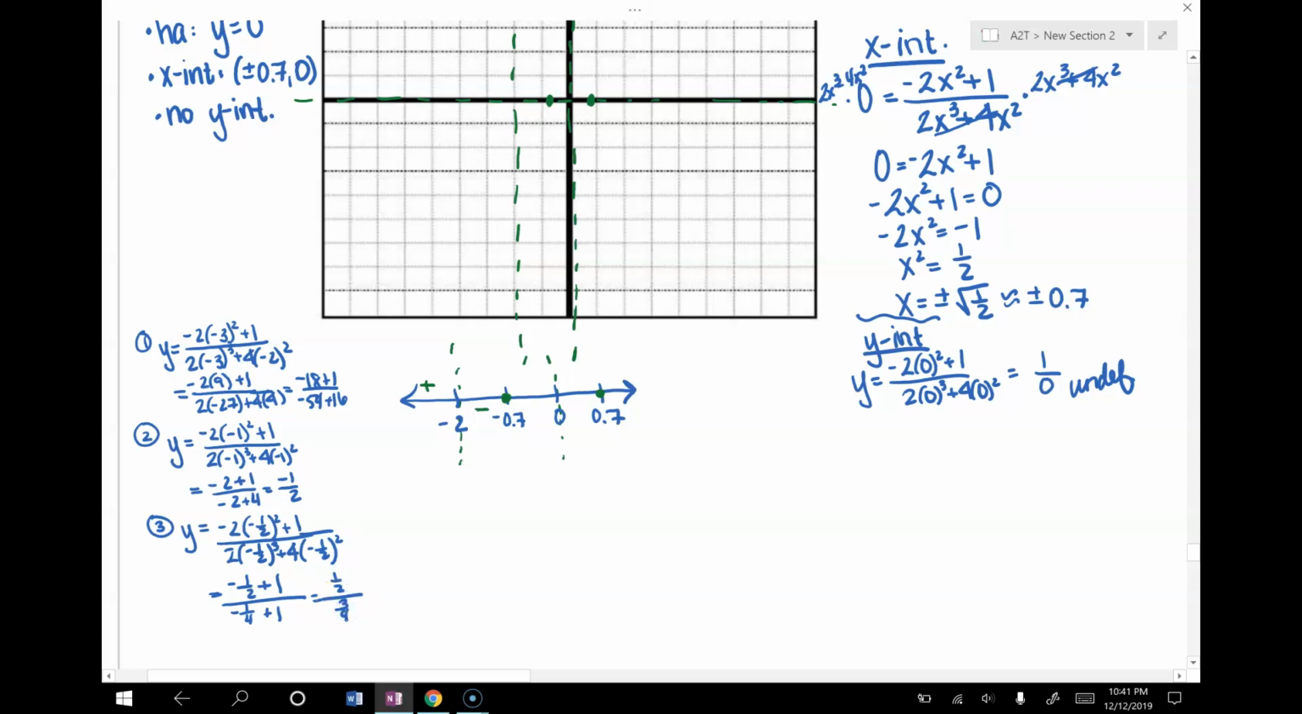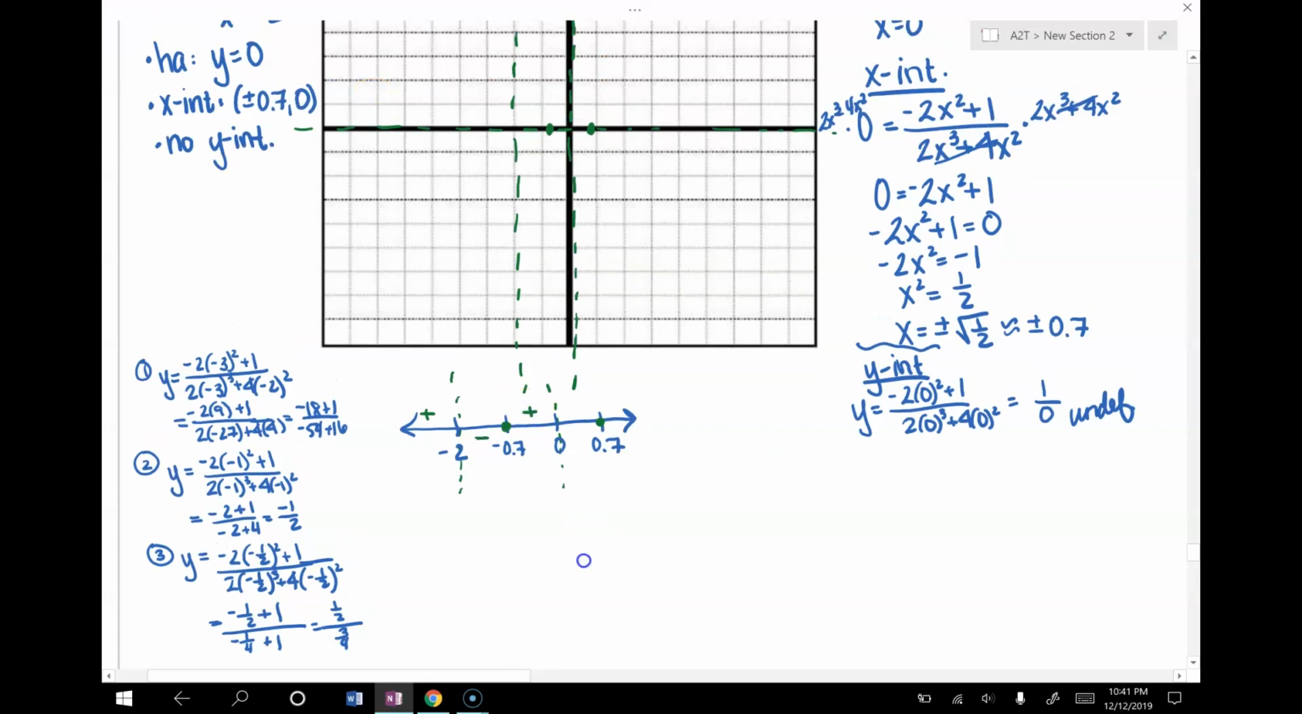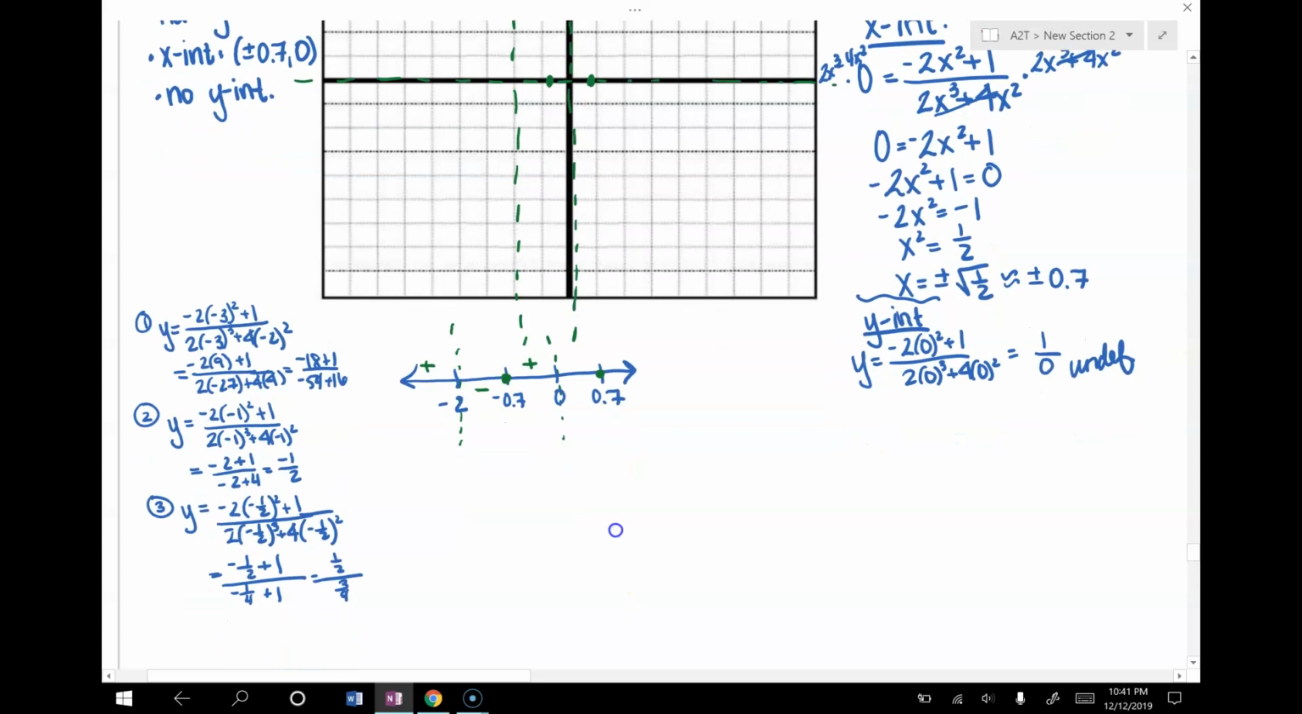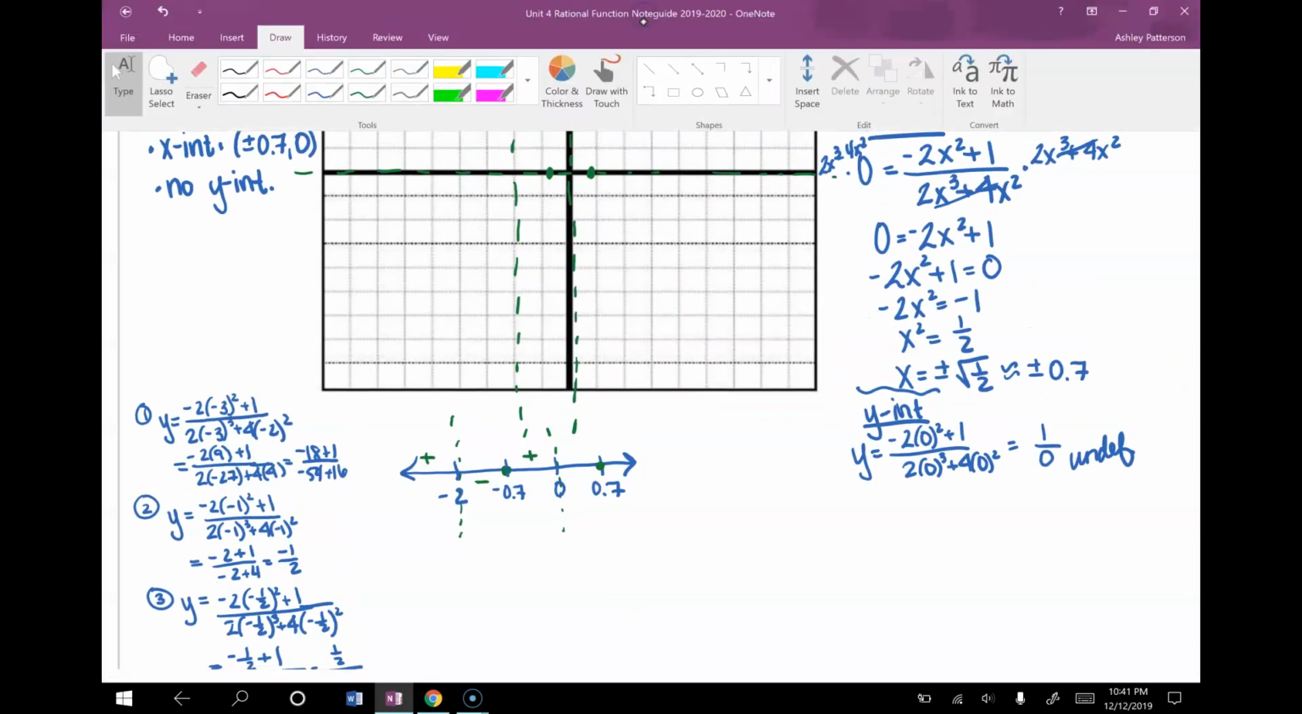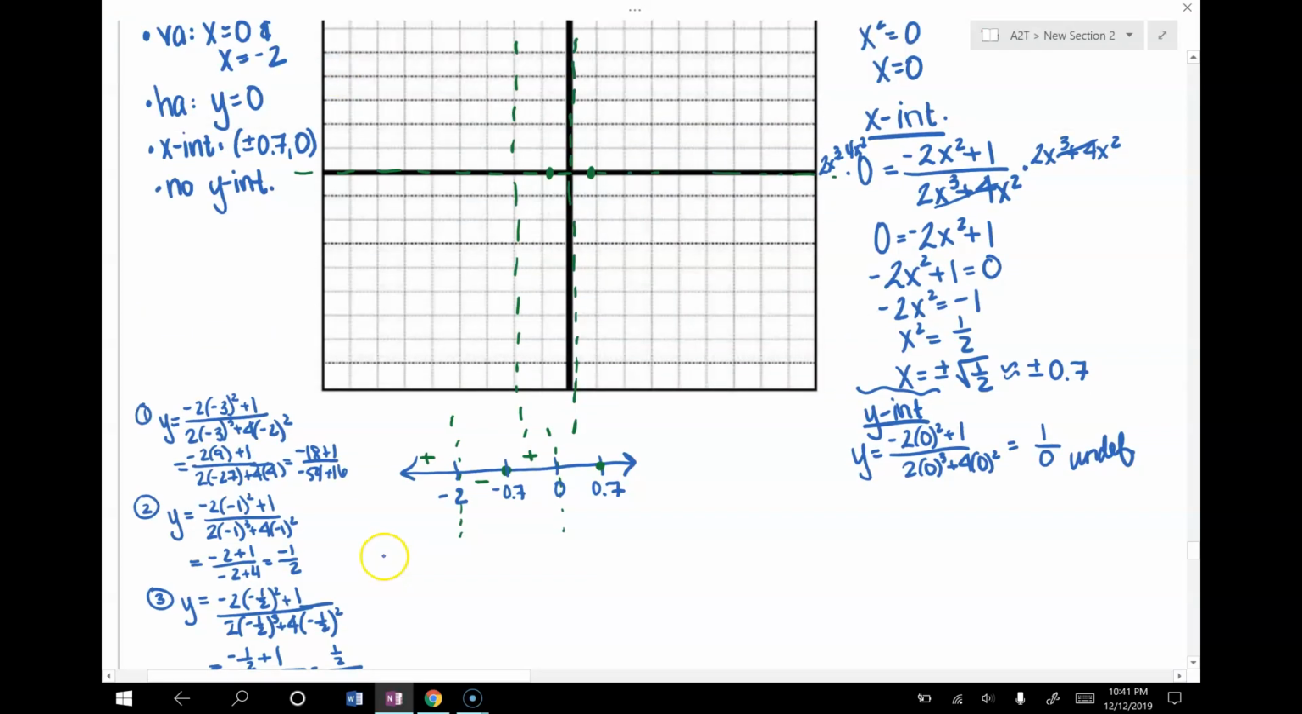Again, it doesn't matter what the numbers are. It matters the sign. In this area, my y values are positive. All right, we've got 2 more areas to check. Yes, of course, you can use your calculator right now. Okay, so I'm going to use a positive 1/2.